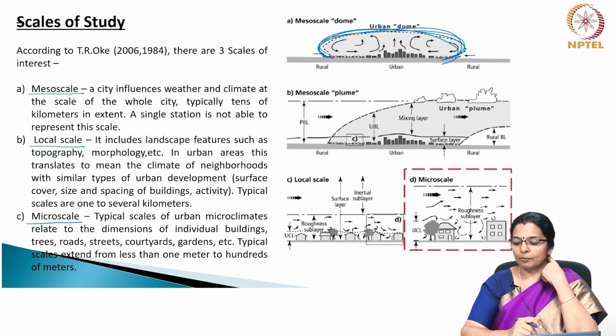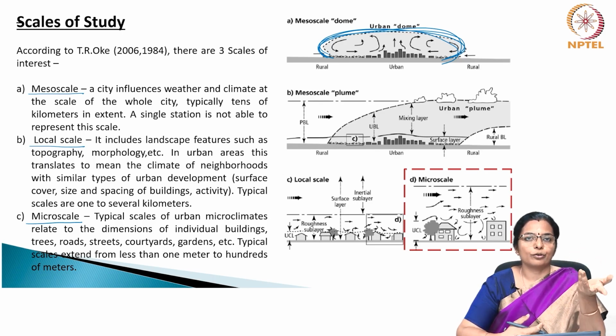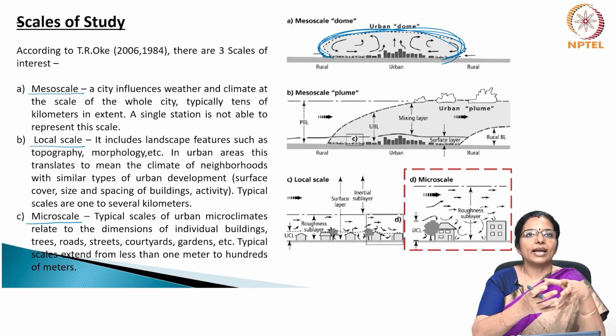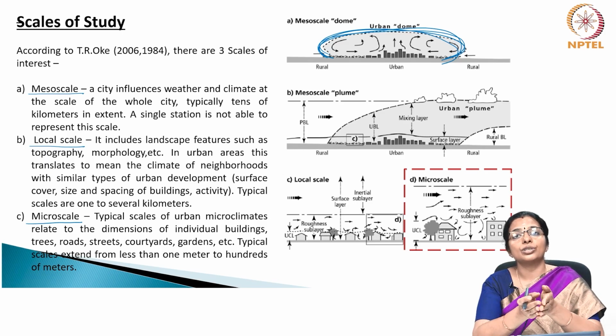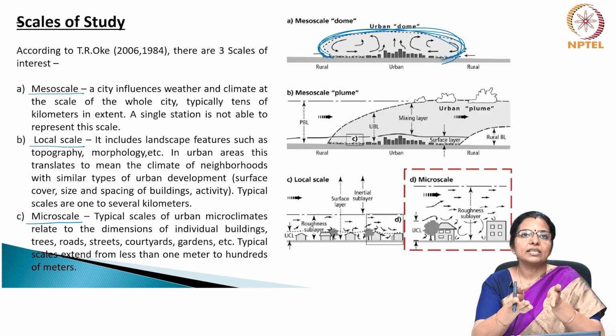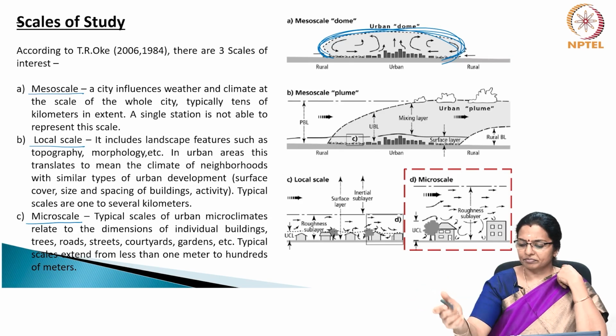Second is the local scale. At a local scale, this includes landscape features like topography, morphology of the place, and so on. In urban areas, this means the climate of neighborhoods which have similar types of urban development, like similar surface cover or similar sizes or similar distances between buildings, or areas which hold similar activities, should be studied. Typical scales can be from 1 to several kilometers.